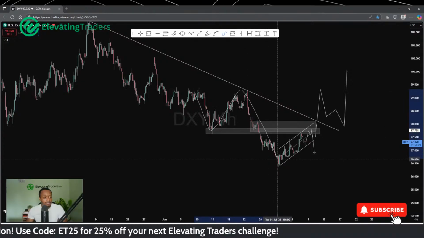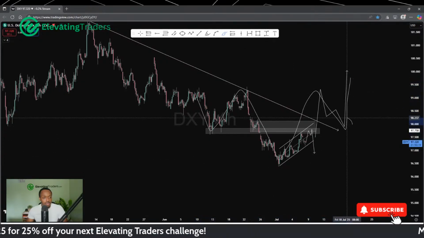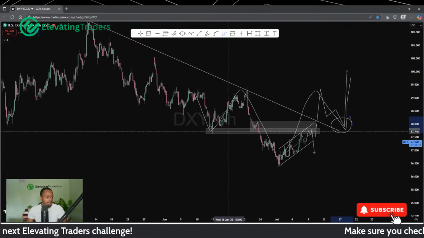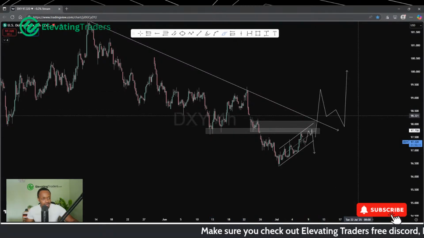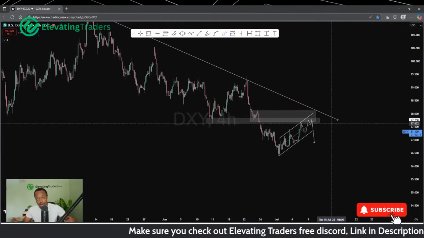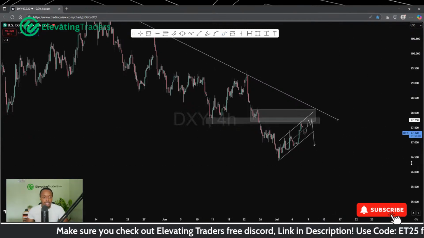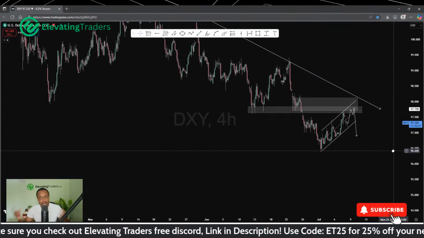Left shoulder, head, right shoulder, and this is where I look for my buying opportunities, perhaps on a retest of that area, and then we'll see how far we can take it. But for now, we are still bearish. So intraday, I think shorts are the smart move, but again, I'm not looking for any big moves here.